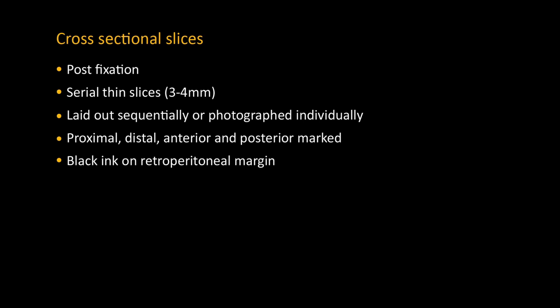And on those cross-sections we need the proximal, distal, anterior and posterior marks so they can be orientated so that you can subsequently compare them to CT or MRI scans. And hopefully you'll already have put black ink on the retroperitoneal margin in order to identify that as a posterior retroperitoneal margin.